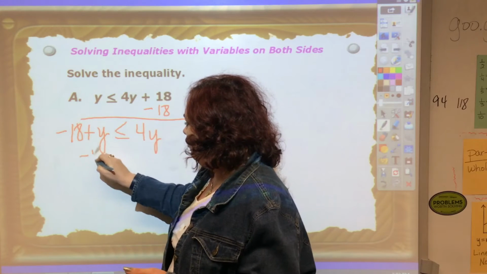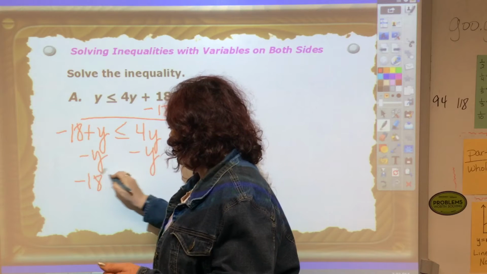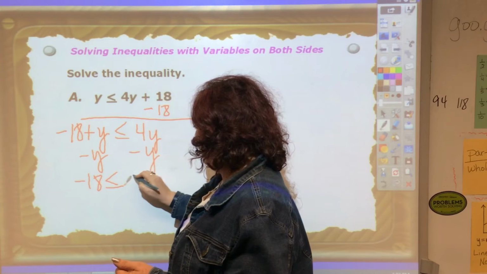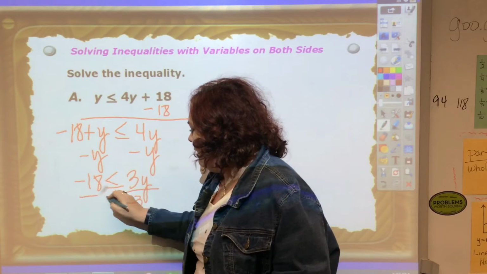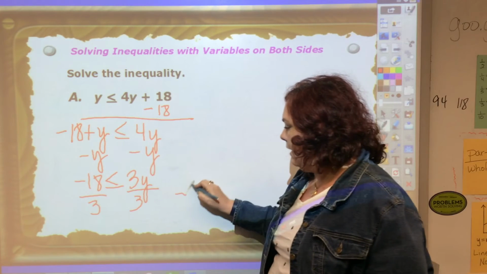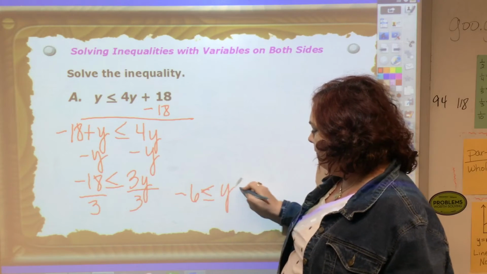Now I want to subtract the y out. And so that's going to give me negative 18 is less than or equal to 3y. And then I'm going to divide by 3 and divide by 3, and I'm going to get negative 6 is less than or equal to y.